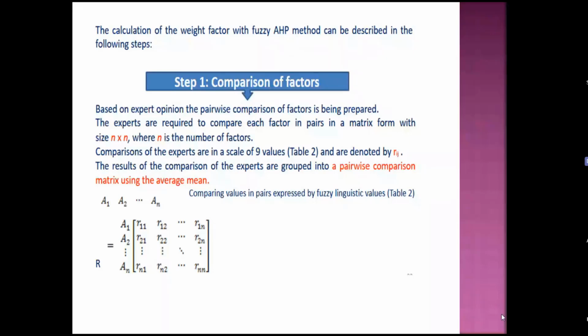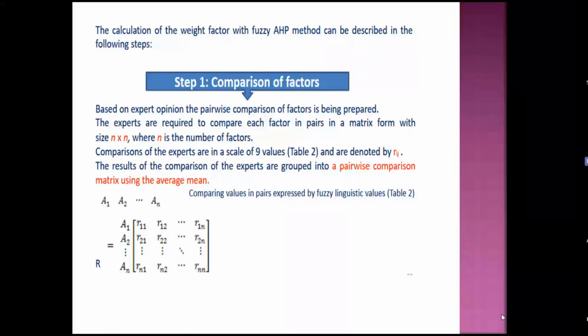Based on expert opinion, the pairwise comparison of factors is prepared. The experts are required to compare each factor in pairs in a matrix form with size n by n, where n is the number of factors. Here in the matrix we can see some factors r11, r12, and so on. We can have a matrix size like 3 by 3, 4 by 4, 5 by 5, and more.